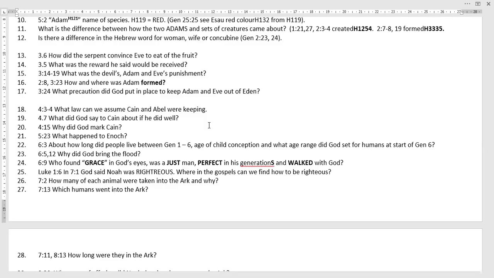The devil, he will go on his belly. You can read it. Adam, he will have to till the earth. And Eve's, it says, and unto the woman he said, I will greatly multiply thy sorrow and thy conception. In sorrow thou shalt bring forth children, and thy desire shall be unto thy husband, and he shall rule over thee.